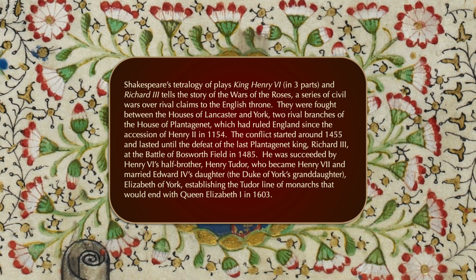So almost 3 centuries go by. The conflict starts around 1455 and would last until the defeat of the last Plantagenet king, King Richard III, at the Battle of Bosworth Field in 1485. So the wars lasted about 30 years. After his death, he was succeeded by Henry VI's half-brother, Henry Tudor, who became Henry VII and married Edward IV's daughter. This would be York's granddaughter and Richard III's niece.